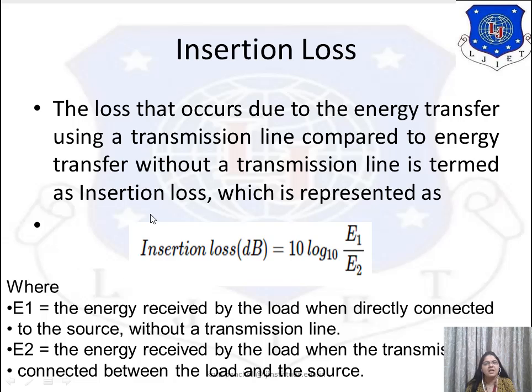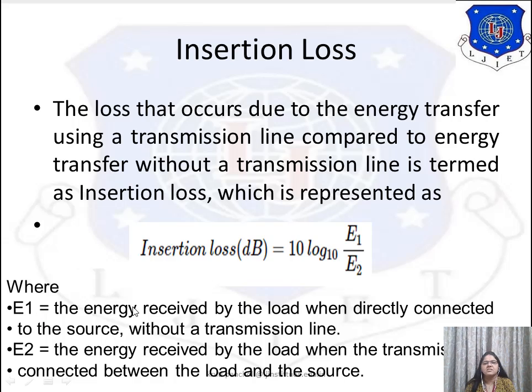Insertion loss. The last loss due to the impedance mismatch is the insertion loss. It is the loss that occurs due to the energy transfer using a transmission line compared to energy transfer without the transmission line. So whatever power is transferred through the transmission line, compared with and without it, is referred to as the insertion loss.